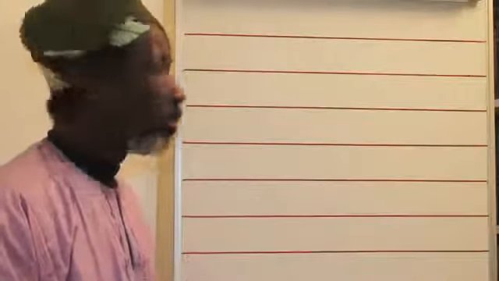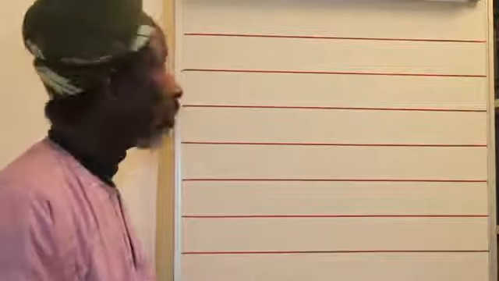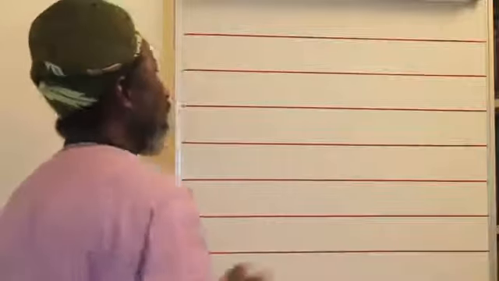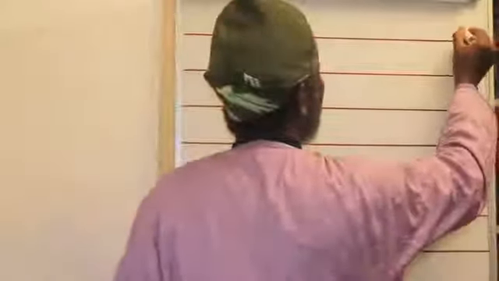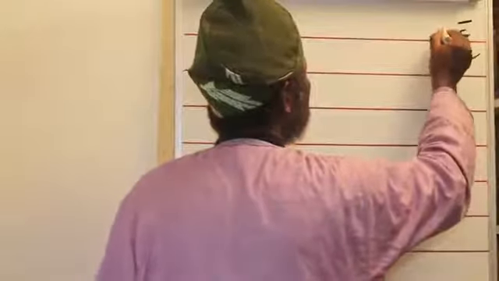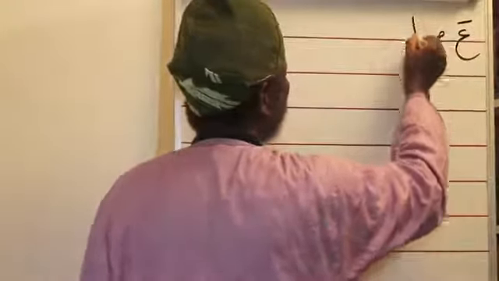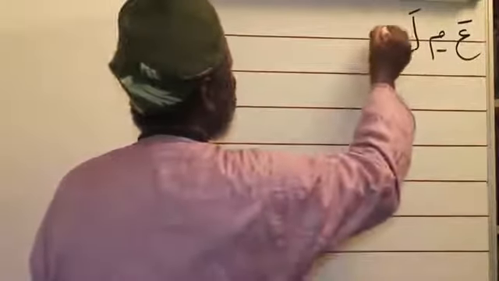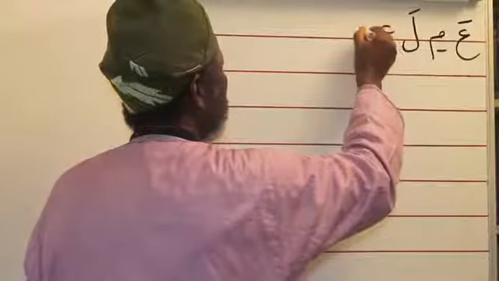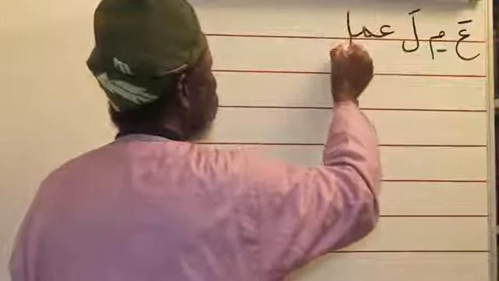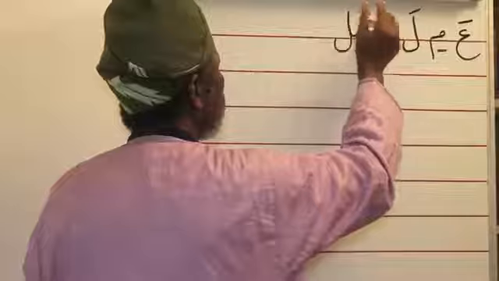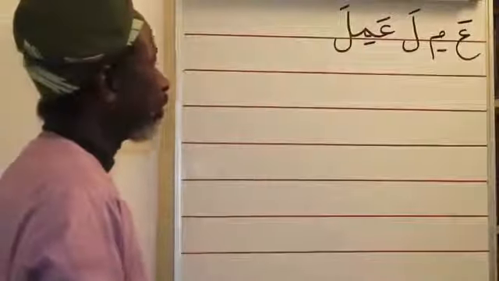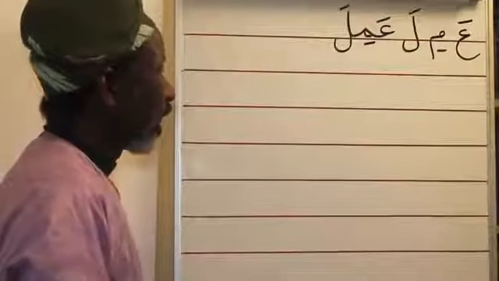Now, still on page 36, the next letter is ayn. Ayn at the beginning, amila. A, mi, la. Amila. That's ayn at the beginning.